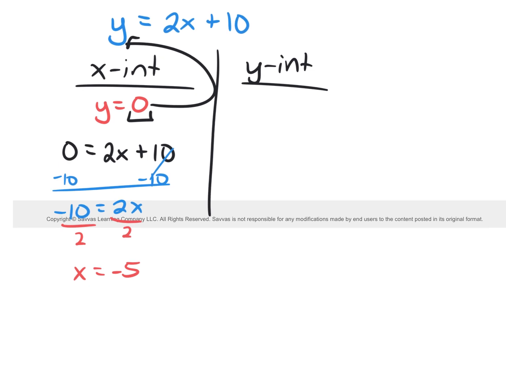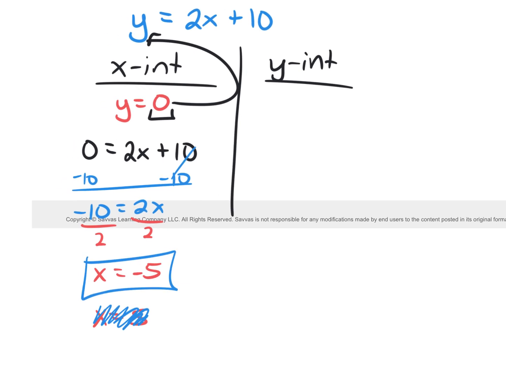Now, totally fair that a lot of you did this also, but if I plugged 5 back into here, would I get 0? No, I would get 20. Do I need this? No, just the negative 5. When is the only time we're going to get two answers? When it's squared.